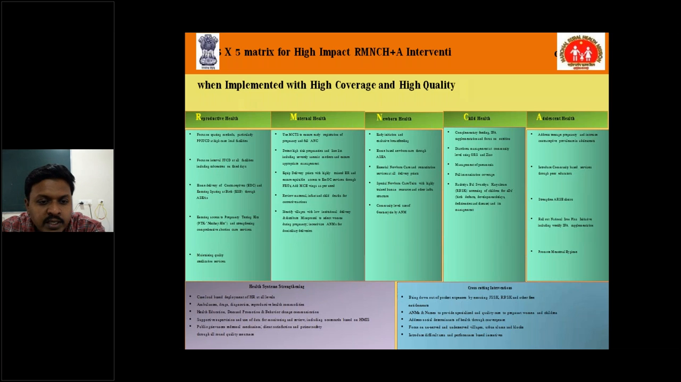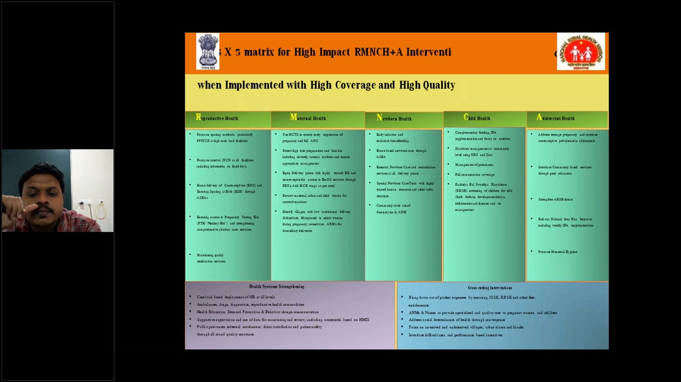That is the importance of delivery points in maternal health. Then review of all these antenatal, intranatal, neonatal health tracking systems. Then newborn health. Newborn health is also an important part of this RMNCH+A. Through early registration, exclusive breastfeeding, and home-based newborn care through ASHA. This is also an important short note for you people. Home-based newborn care, HBNC.